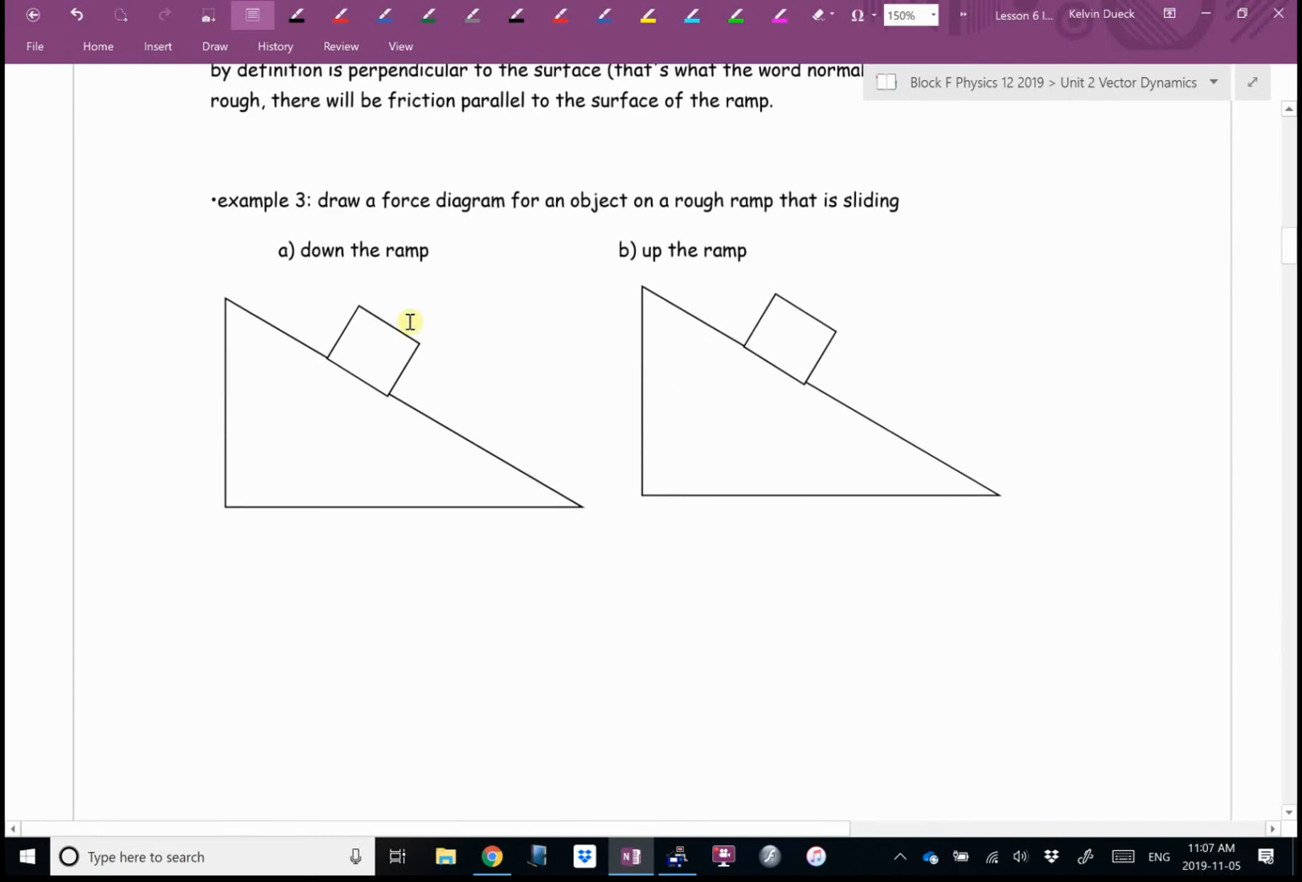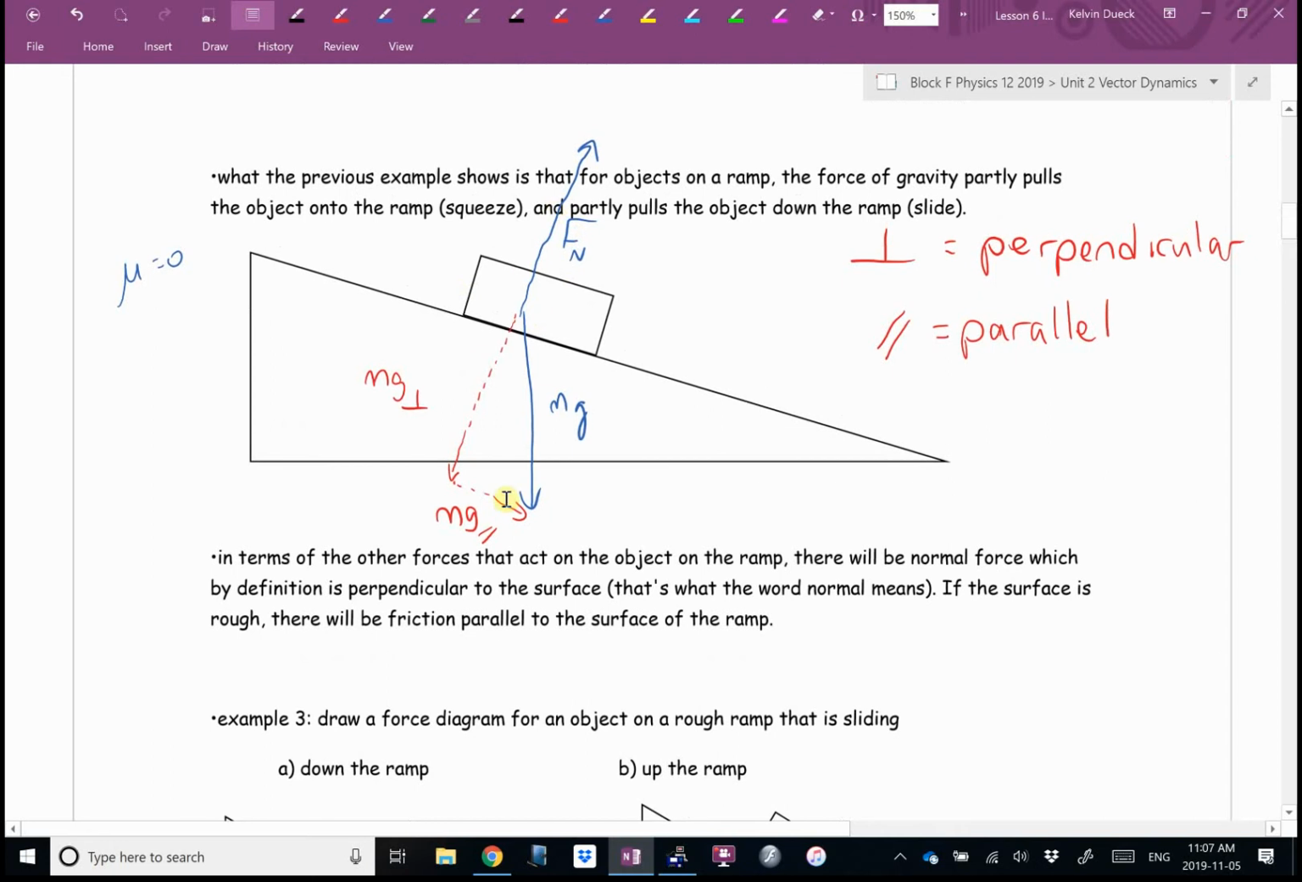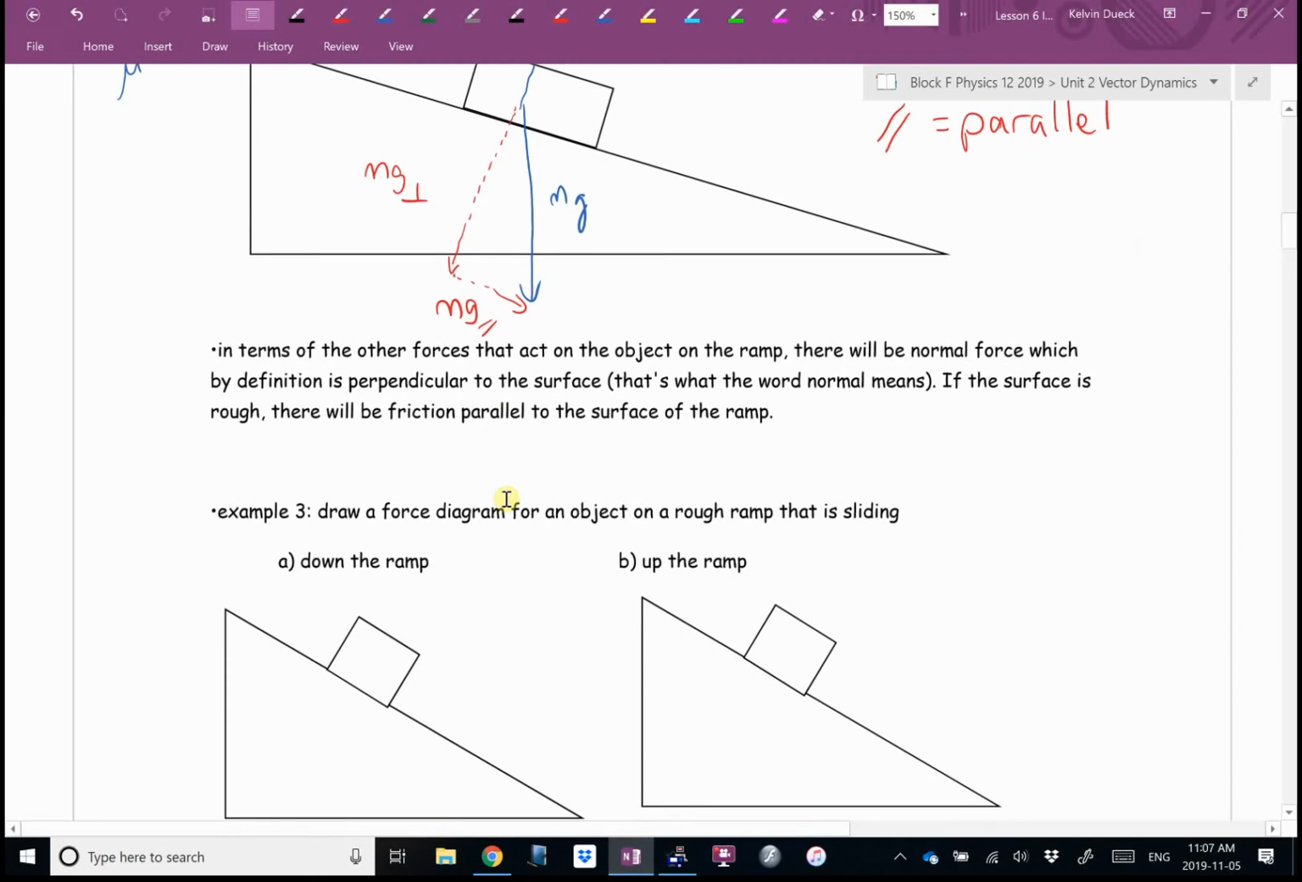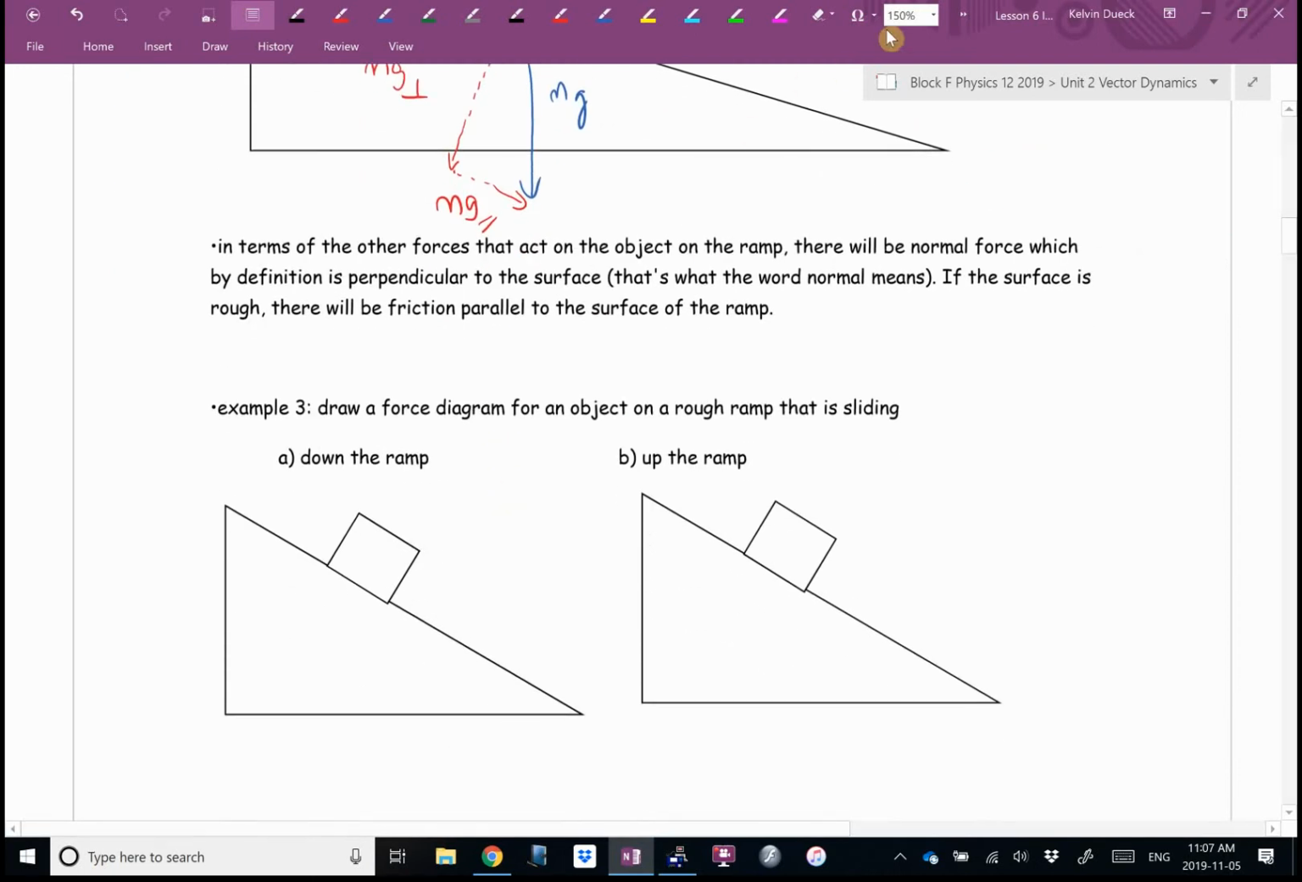So it says, draw a force diagram. By the way, the two blue forces here, that would be your free body diagram. Technically, those are the only two forces. The dotted lines aren't actually part of the diagram. I broke gravity up into components, but those are not extra forces on here. So it says, draw a free body diagram for an object that is sliding down a rough ramp.